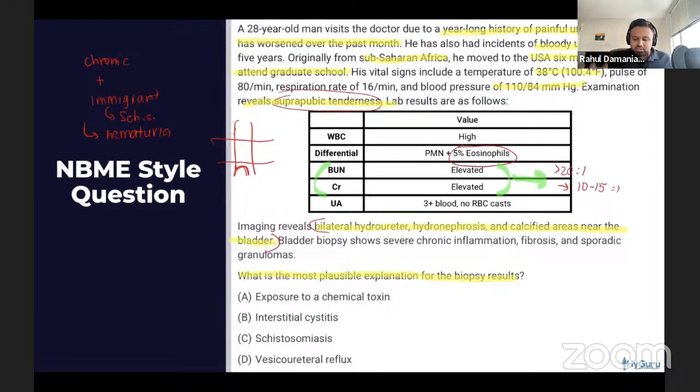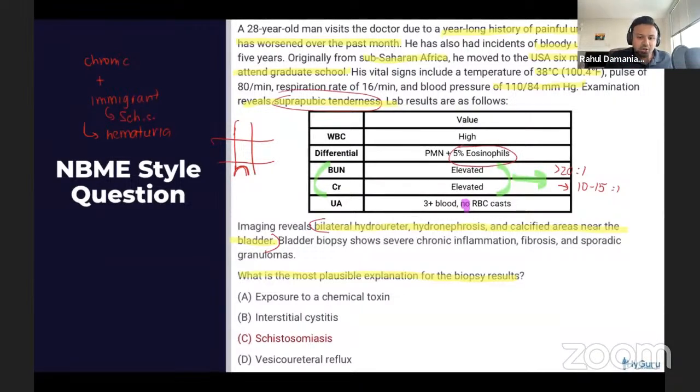What's also important to note is this pertinent negative right here. And this pertinent negative, no RBC casts, tells you that it's not a nephritic syndrome causing your disease, i.e. it's not glomerular in etiology. So think more macroscopic anatomy, think more ureter, bladder, etc. So the best answer here is going to be schistosomiasis.